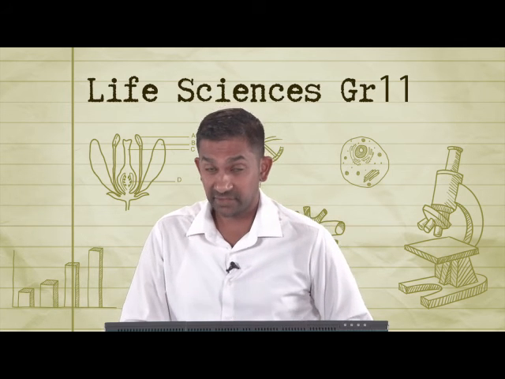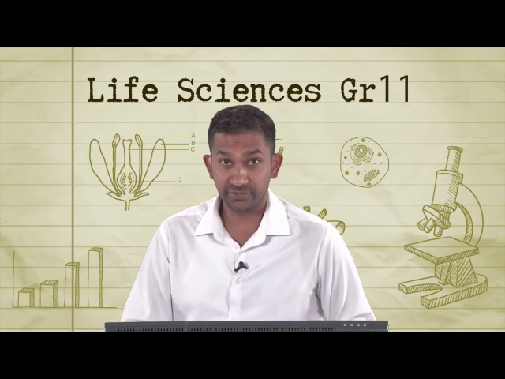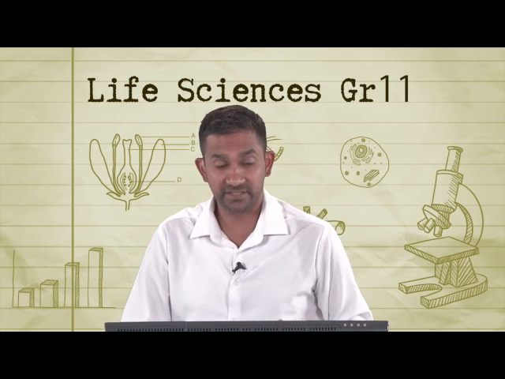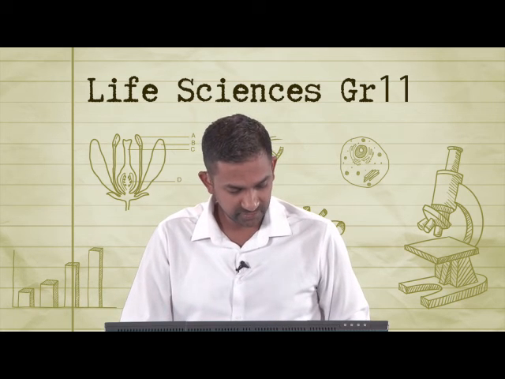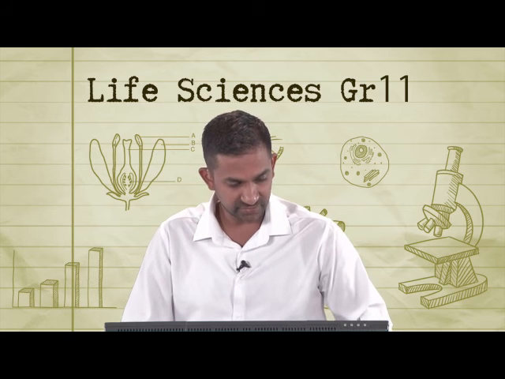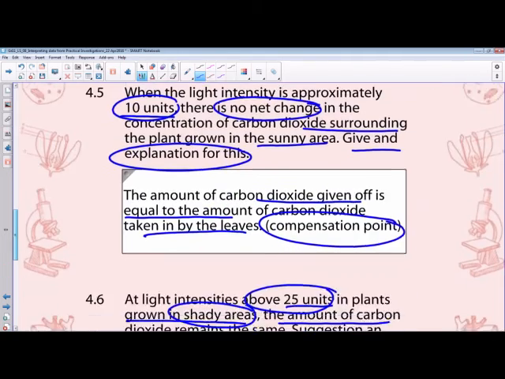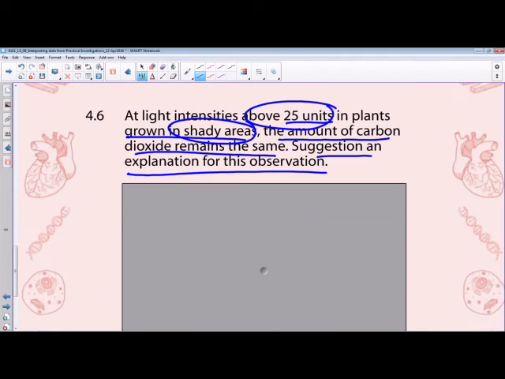I know that was a difficult question, guys. I'm going to read that question again for you, go back to the graph and see if we can answer this together. Quite a big question to read and to remember all of that, but let's do it together. The question is, at light intensities above 25 units in plants grown in shady areas, the amount of carbon dioxide remains the same. Suggest an explanation for this.